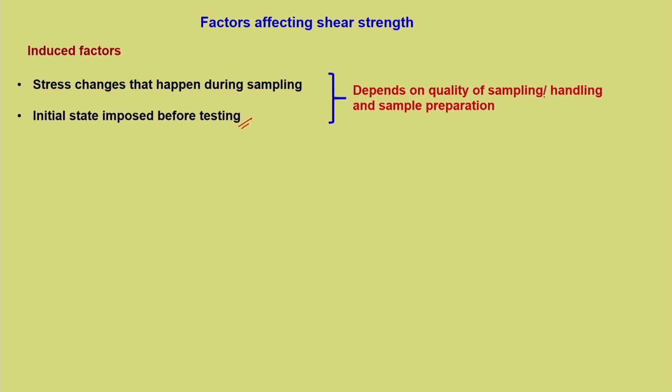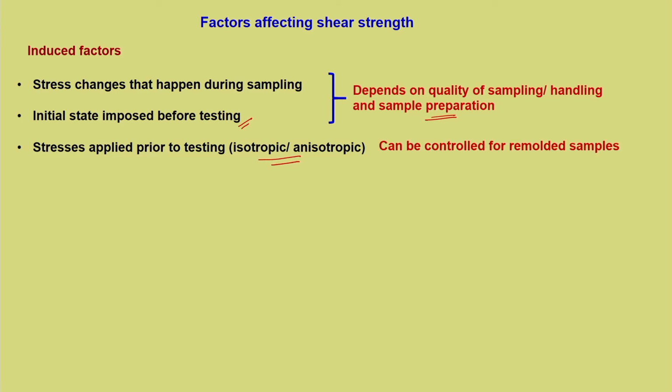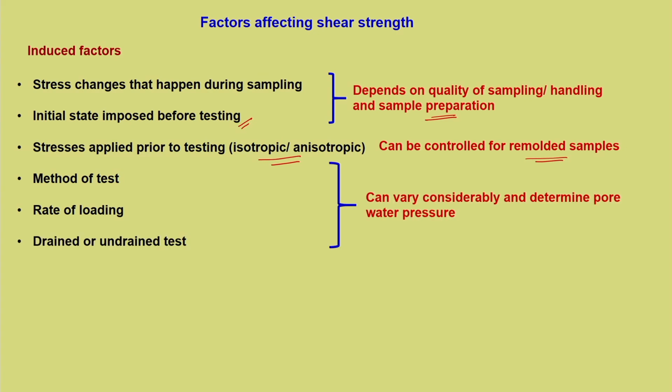So, this depends on the quality of sampling, handling, and how we are preparing the sample for the test. So, this is exclusively dependent upon how we do the test. Stresses applied prior to testing are more or less similar to the initial state, and whether it is isotropic or anisotropic, it can be controlled for remolded samples. Method of test, what type of test and sequence, we have seen all these factors indirectly throughout the lecture, and we have seen how that is going to influence the final strength. Method of test, rate of loading, drained or undrained test. These do not need any discussion at this stage, but we are just summarizing.